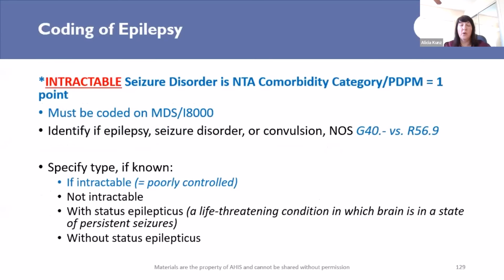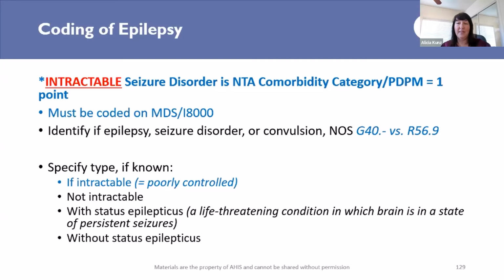Epilepsy. When it comes to epilepsy or a seizure disorder, because when it comes to coding, those terms are used interchangeably, it is an NTA comorbidity if it is documented as intractable. Intractable means it's poorly controlled. So if you have a resident who has a seizure disorder and they're on regular meds and then they're having breakthrough seizures and you're having to send them out, that would be intractable. And those codes for intractable seizure disorders will get you 1 NTA point. And that would be on section I8000 of your MDS. So just make sure you're checking your documentation for that.